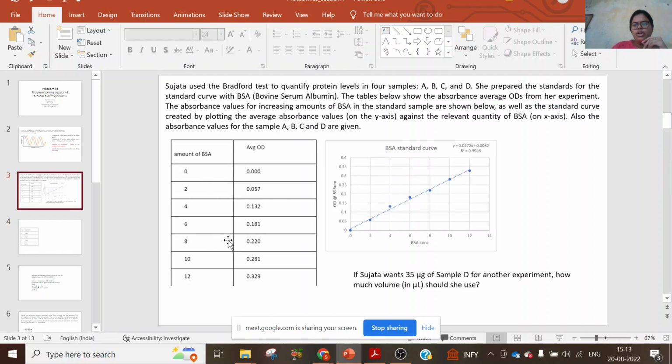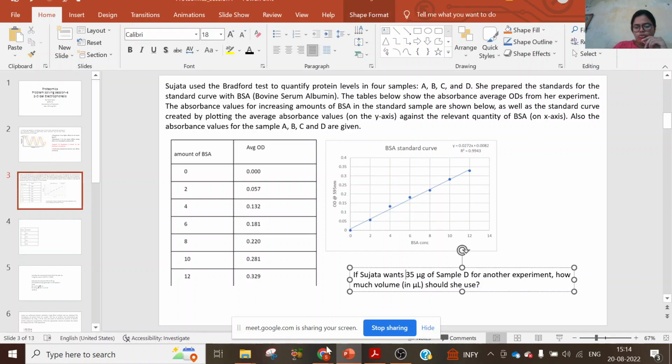So now you have to find out, if Sujata wants 35 microgram of sample D for another experiment, how much volume she should be using. For a Bradford assay, generally 2 microliter of protein we are using. So depending upon that, first you need to calculate the amount of protein D. After that we can calculate, if we want 35 microgram of protein, what is the volume required for it.